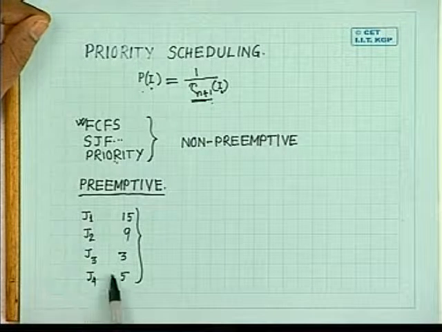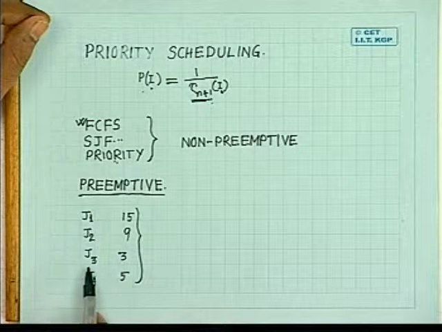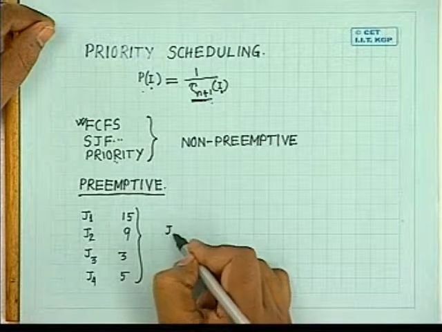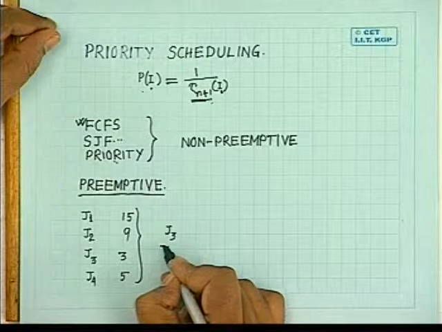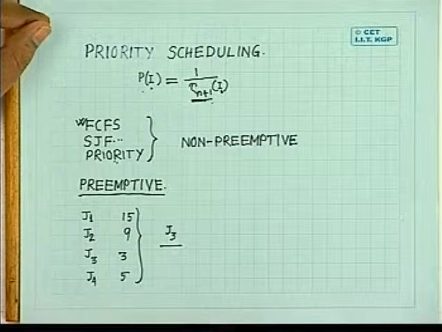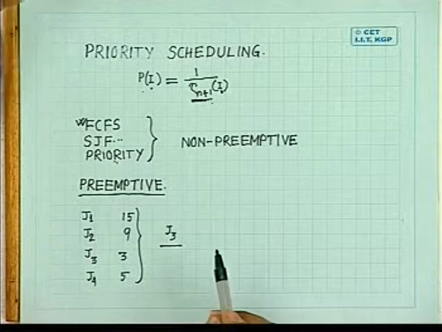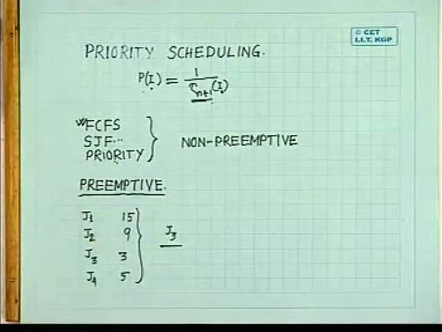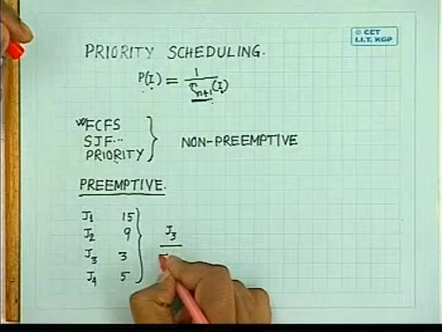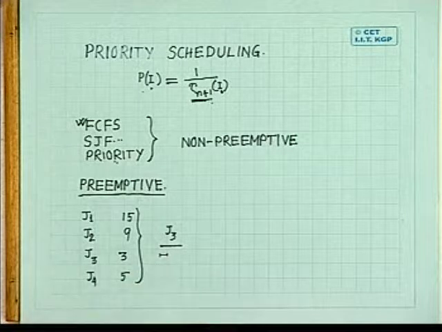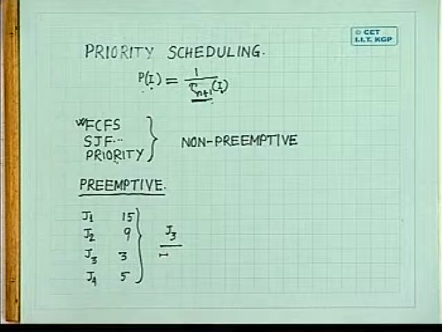Following the SJF technique, the job which has to be given to the CPU for the first time is job J3, that is, job J3 will start execution. It has to be executed for 3 time units. Now, I can have a situation that after job J3 has been executed for 1 time unit, what is the time left for this CPU burst? That is 2 time units.